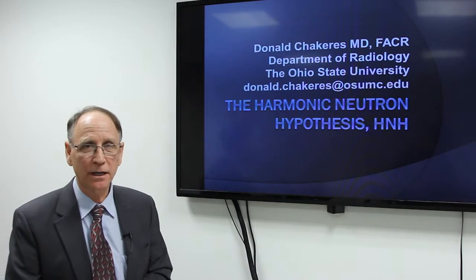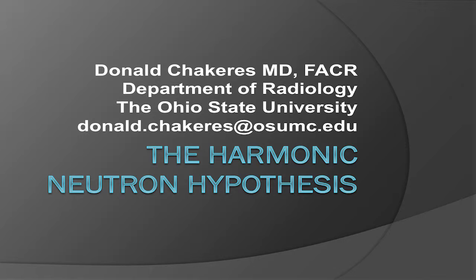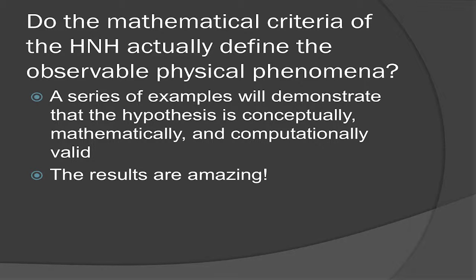I'm a professor at The Ohio State University, and this is a lecture on the Harmonic Neutron Hypothesis. This is a follow-up lecture to the first one where I discuss the question, do the mathematical criteria of the Harmonic Neutron Hypothesis actually define observable physical phenomenon? What I'm going to do is share with you a list of demonstrations of how the hypothesis is valid in the physical domain, and this is true conceptually, mathematically, and computationally. I think the results are pretty exciting and downright amazing.